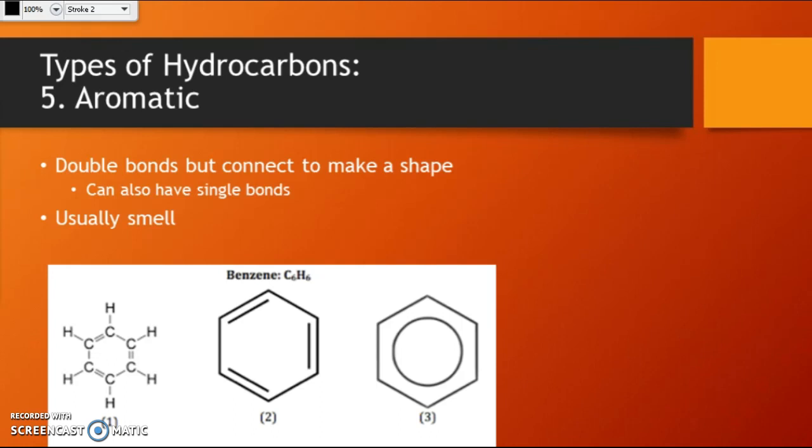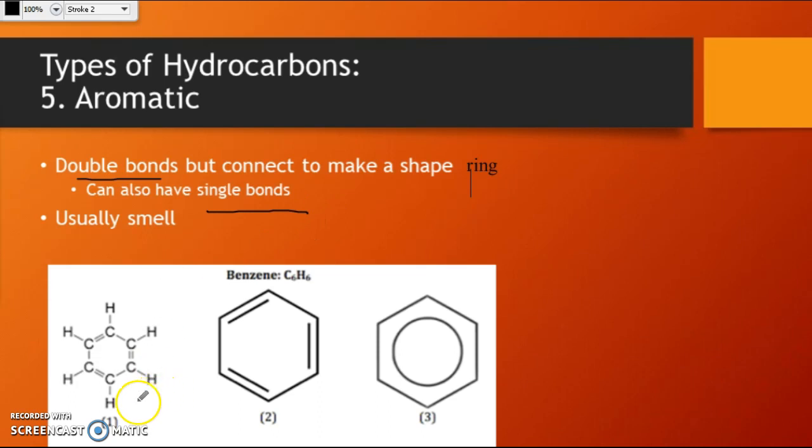Our 5th type of hydrocarbon is called an aromatic. Aromatic like aroma, because usually they have a very distinctive smell. Sometimes they're really sweet smelling and sometimes they're just gross smelling. The biggest difference, if you notice, they make a shape, or what do we call all the shapes? Ring. The biggest difference is these can have double bonds. They can also have single bonds.